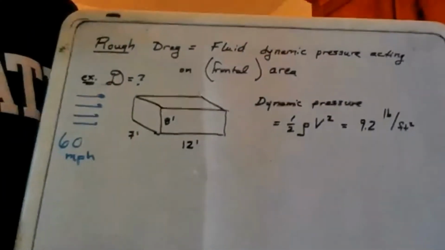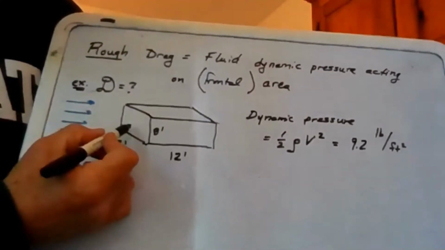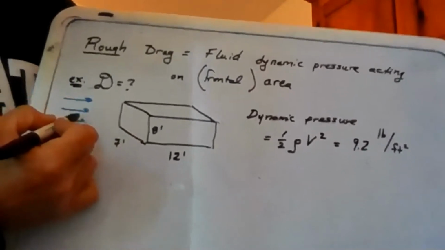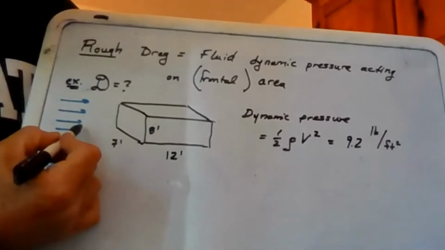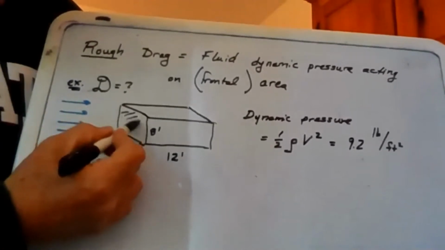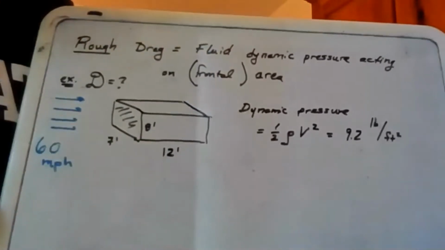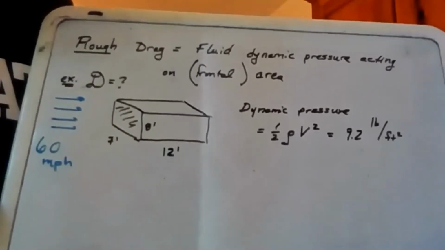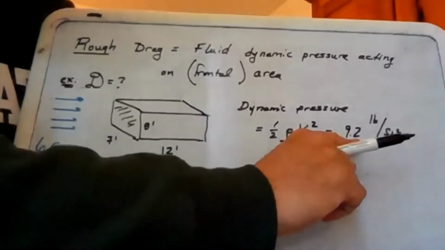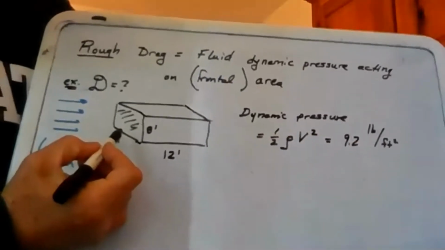Okay, so again, what we're going to imagine is that there's a pressure now associated with this wind, and it acts on an area. Well, what area? The idea then is that it's going to hit this front surface here like this. So we're going to multiply by what's called the frontal area to get the drag. We're going to take this 9.2 pounds per foot squared and multiply it by a frontal area of 56.